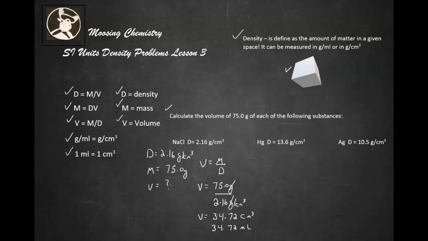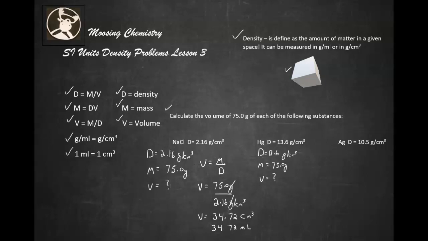Okay, let's look at the second problem. We know the density of mercury, in this case, is going to be 13.6 grams per cubic centimeter. We know that the mass of mercury happens to be 75 grams. And now we want to know what the volume of that mercury would be.